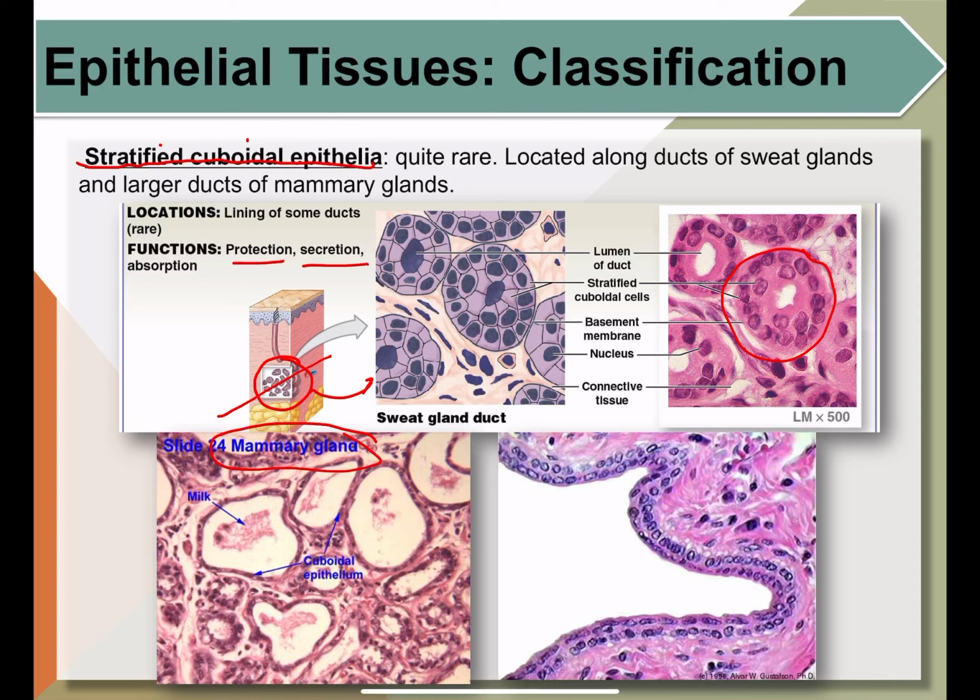Okay, so mammary glands, this is a zoom out view of mammary glands. This is the stratified cuboidal epithelium that makes up the mammary gland, and inside here is the milk. If we zoom in to the mammary gland, you might think, I don't know if that's really 2 layers or 1 layer. But if you zoom in, you will see that there are 2 layers of cube-looking cells all along the mammary gland. Okay?